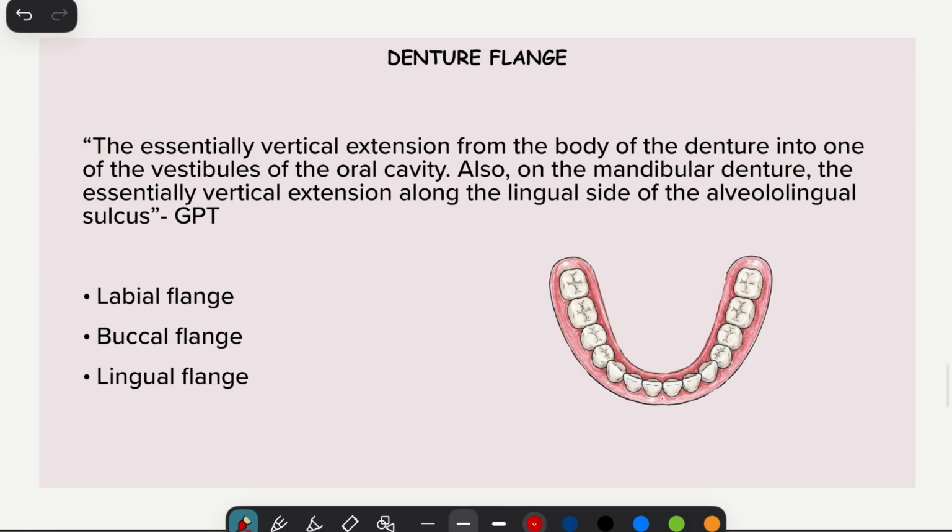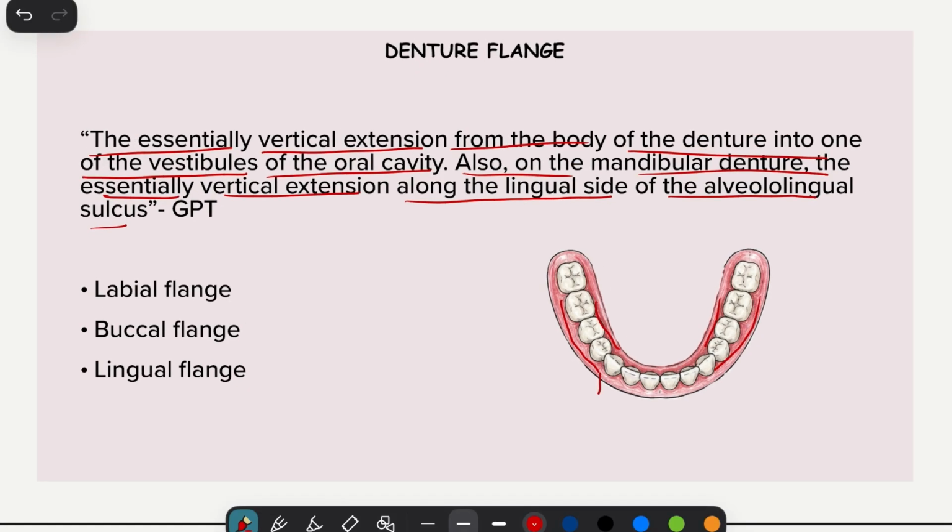Now we can move on to the denture flange. It is the essentially vertical extension from the body of the denture into the vestibule of the oral cavity. Also in the mandibular denture, the essentially vertical extension along the lingual side of the alveolo-lingual sulcus is the denture flange. As you can see here, this pink portion is the denture flange of the mandibular denture.